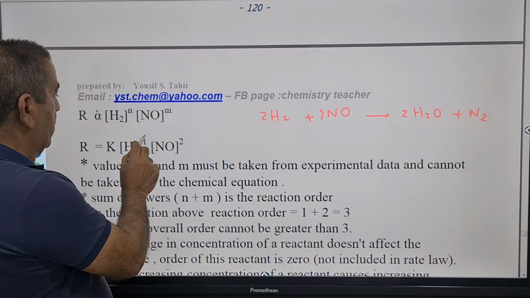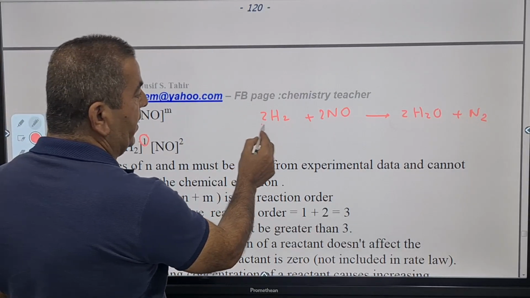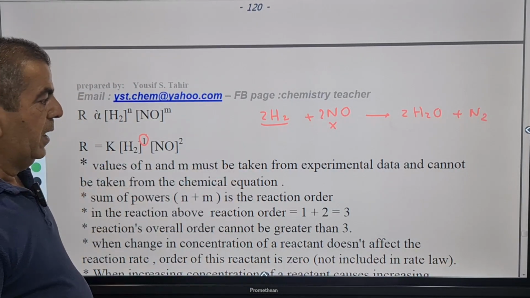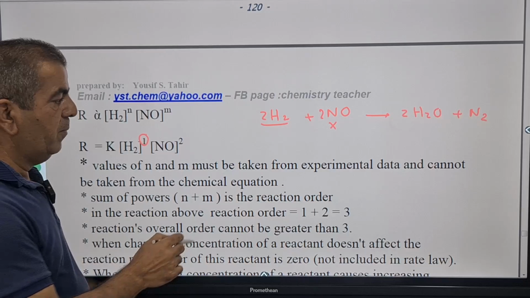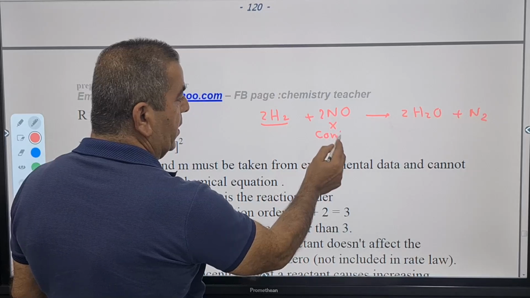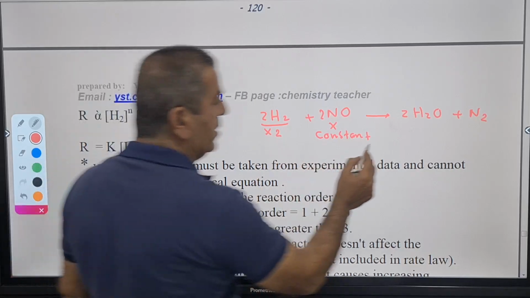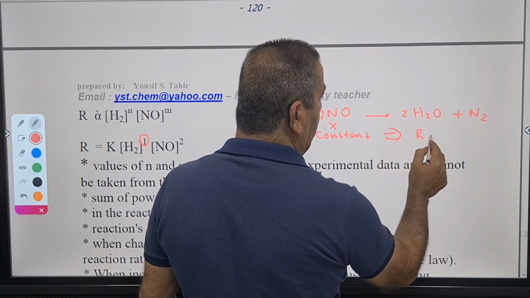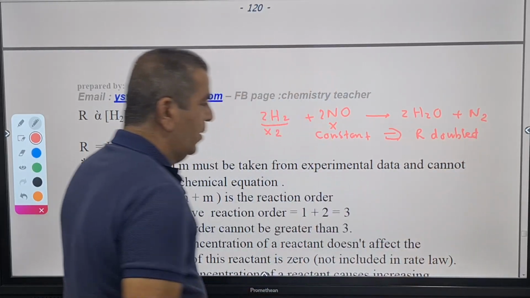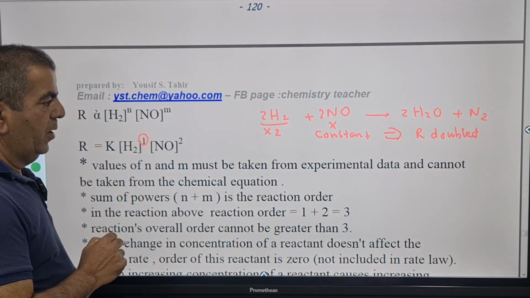Here the order of H2 is 1, which means when the concentration of H2 is doubled and the concentration of NO is kept constant, the rate is doubled also. You see, doubling the concentration of one reactant doubles the rate, so the power is 1. Okay, what about the second?